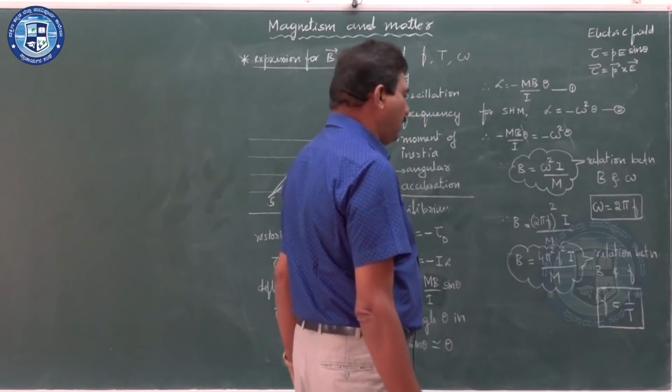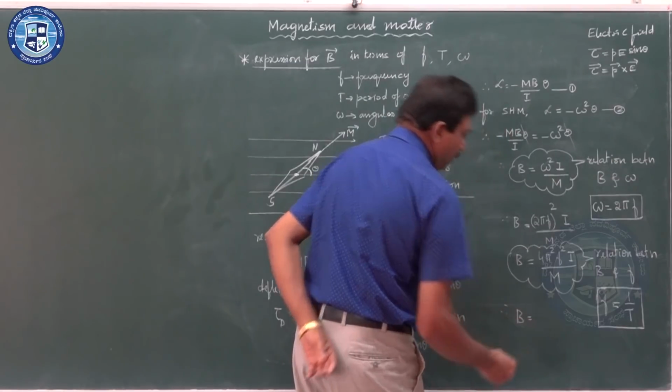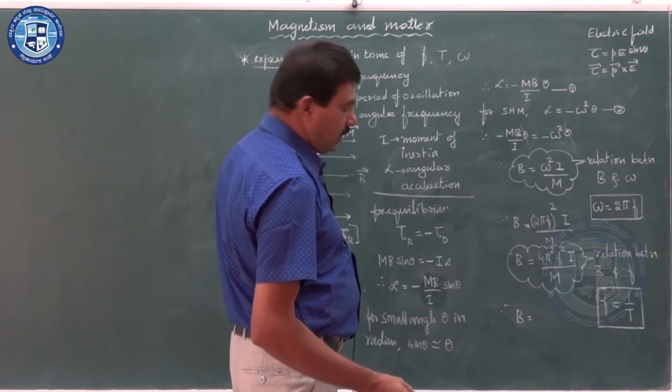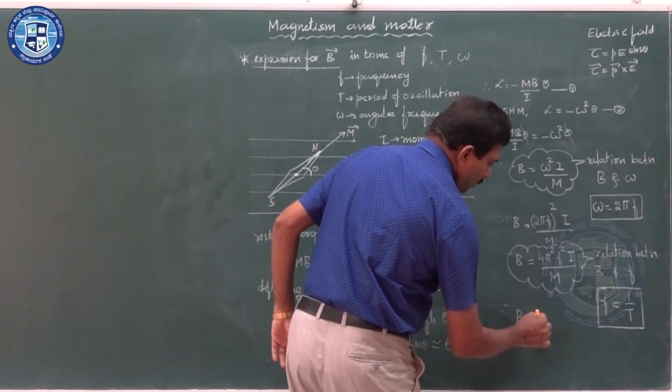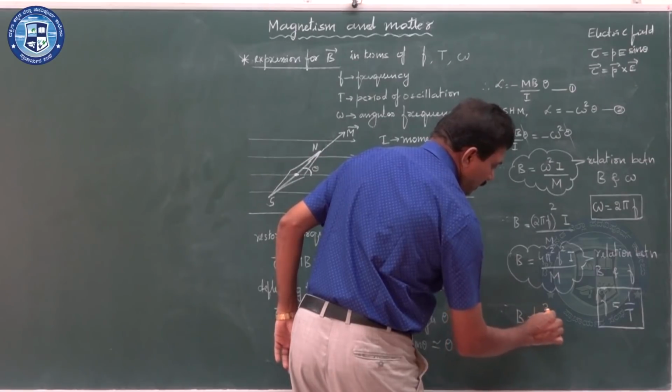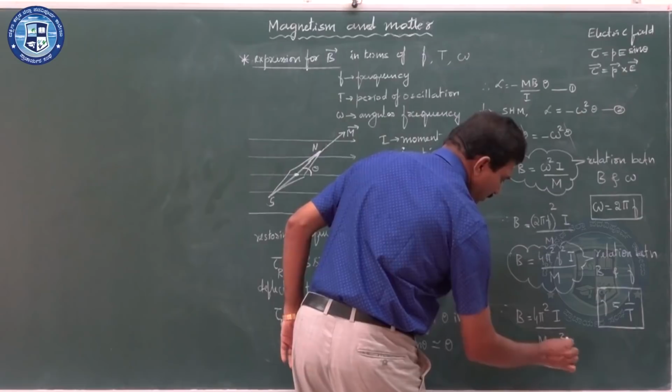F is equal to 1 by T. Use it here, what you are getting, therefore, B is equal to... what is T? T is the period of oscillation. So, frequency is the reciprocal of time period. So, B is equal to 4 pi square into I divided by m T square.